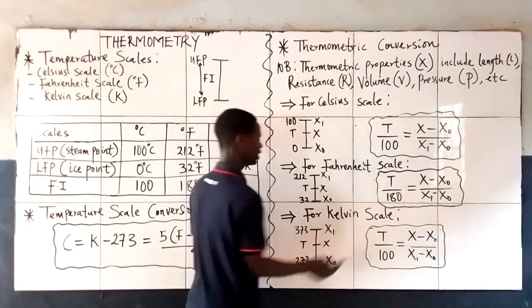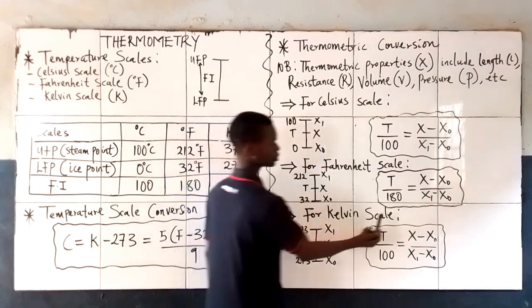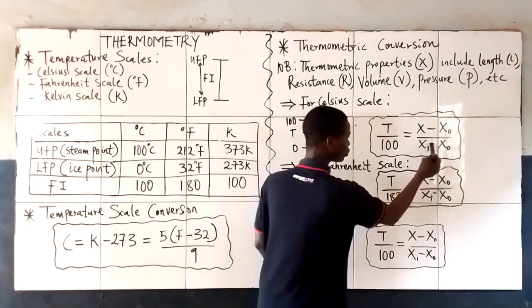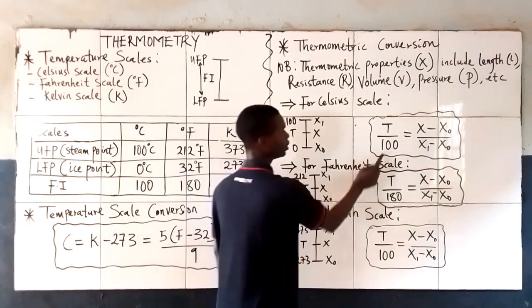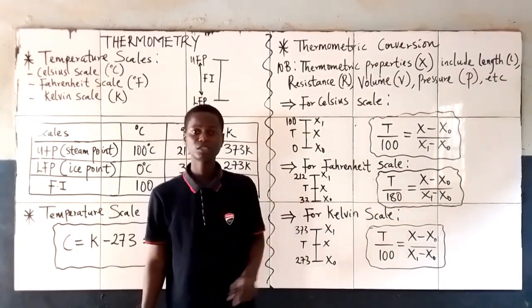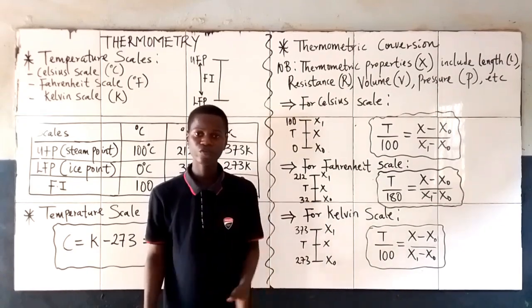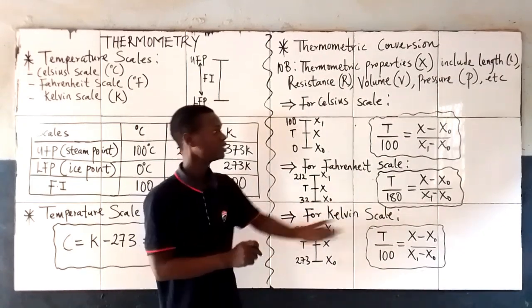T over 180. How do we get the 180? 212 minus 32 gives us 180. Is equal to something similar here. How do we get the 100? 100 minus 0. Now, how do we get all this formula? It's based on a method in mathematics called the method of what? Extrapolation or interpolation. That's what we use here.